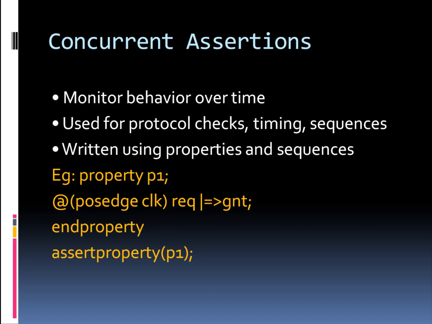Now let's see the example. How we have to write concurrent assertions: we will have a sequence, this is the sequence, this is the property, and we have to add a clock signal. Then we have to assert that property. Here we have written property P1. We have given the clock signal @(posedge clk). Then, if request is high, this is called a non-overlapping operator, which we'll be discussing later, grant will be high in the next clock cycle. Then end property. Then we'll assert this property P1.